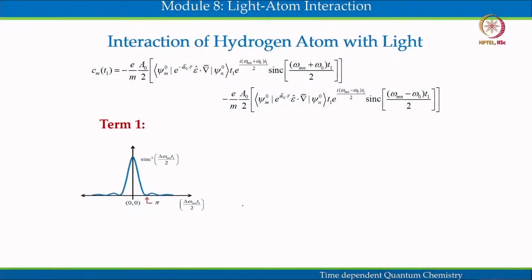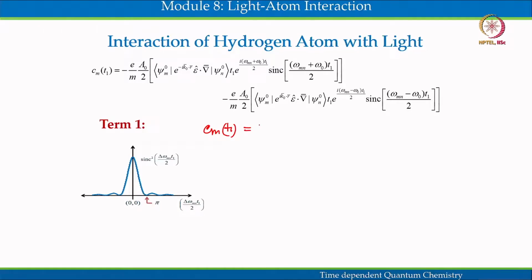So, we will look at the first term, and the first term can be expressed as C_mn1. These two terms cannot be satisfied simultaneously. One of the terms will be satisfied at a time. So, that is why we are looking at each term separately.